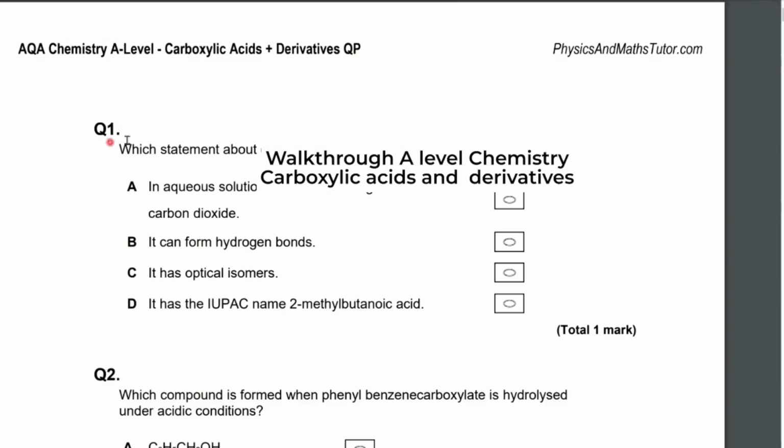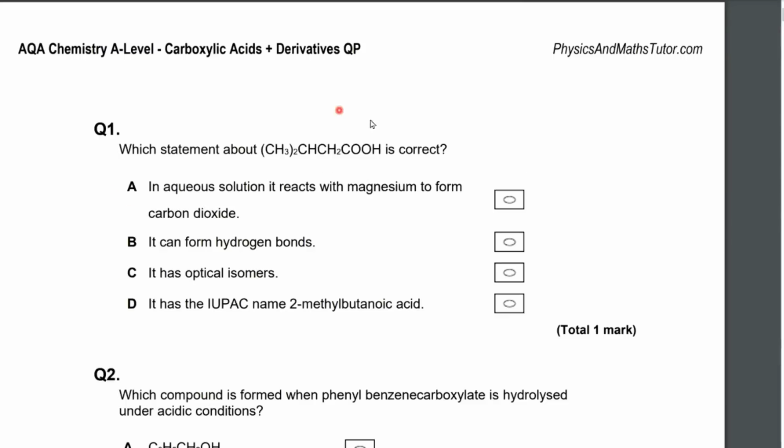Carboxylic acids and derivatives. Which statement about (CH3)2CHCH2COOH is correct? We've got four possible answers here, so let's get into it. The first thing I'm going to do is draw the structure of this molecule out. So what we can see here is we've got two methyl groups and then a CH. So let's get those down first. So drawing this first methyl group.